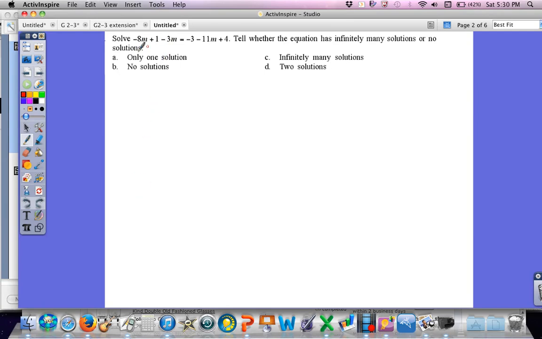Sometimes we get problems like this, lots of variables on both sides, and they ask us to solve and tell how many solutions it has. Well, if you'll notice here, if we start combining like terms, we get negative 11m plus 1 equals negative 11m, because negative 3 plus 4 is positive 1. I already noticed that on both sides of the equation, I have the same thing.